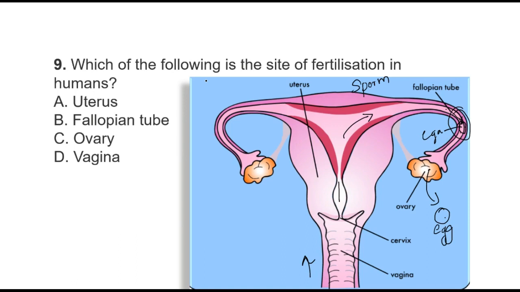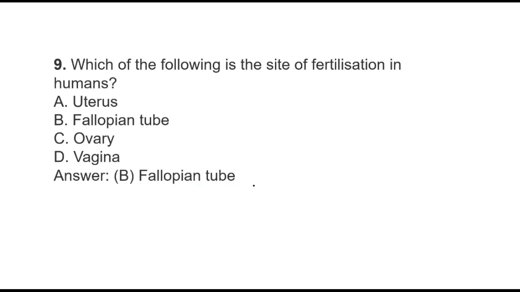So which is the site for fertilization in humans? Is it the uterus? No. Fallopian tube. Somewhere here in this fallopian tube, the fertilization starts or begins. So the answer should be fallopian tube.